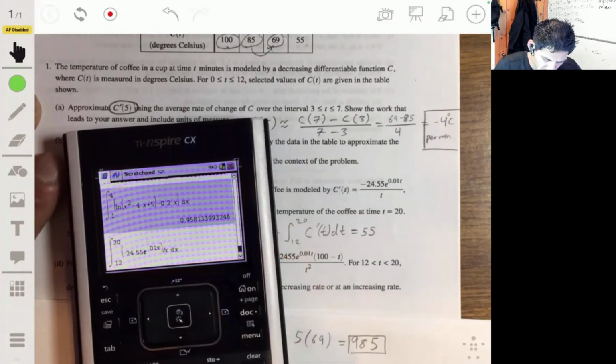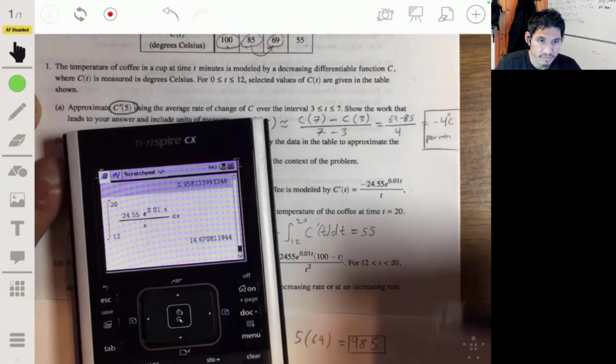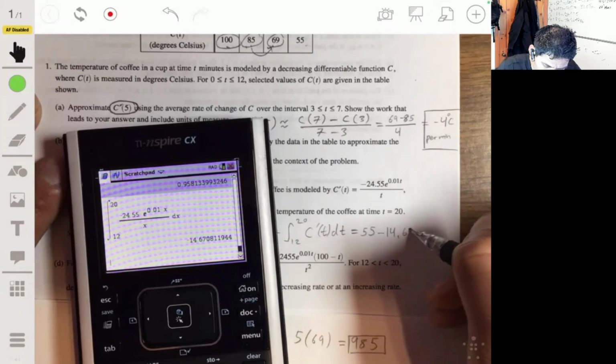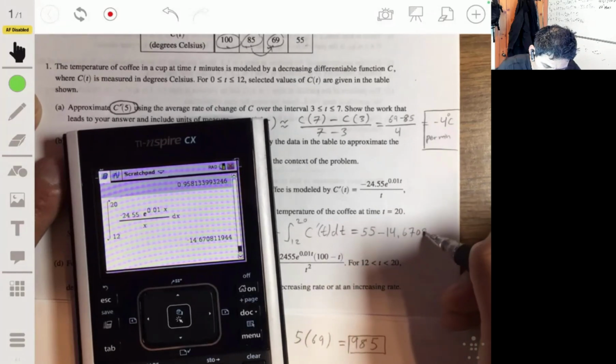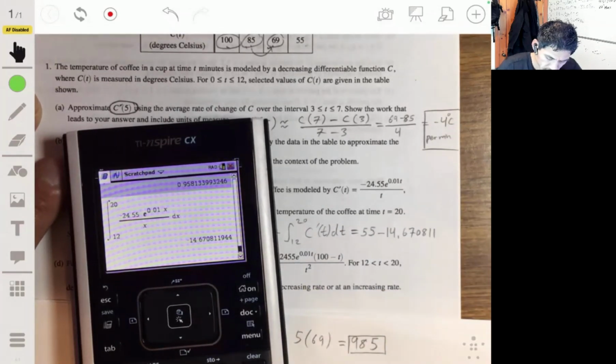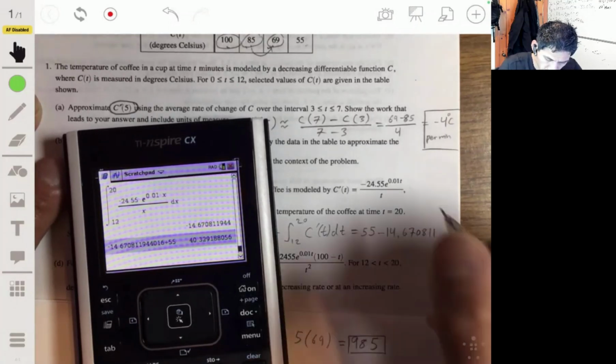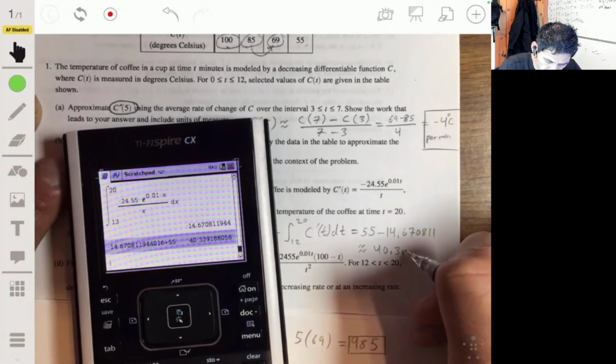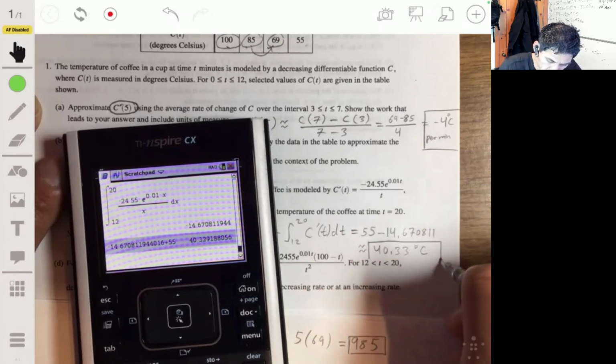Okay, so I think we're good. Okay, that will be what we will add to the 55. So it's plus 55, which will give us about 40.33 degrees Celsius.